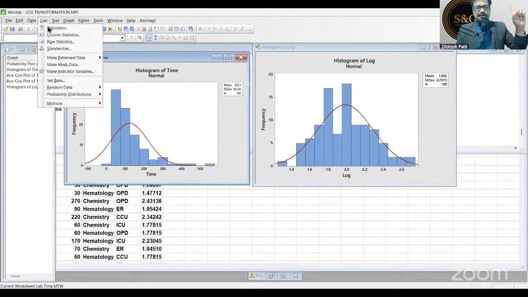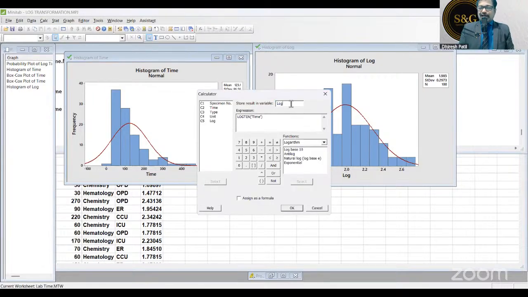Go to calculator. Click on calculator. First you select the log or the C5 option, where you want to store the data. Then you go to function, select the logarithm function. In the logarithm, there are 4 options available: log base 10, anti-log, etc. Just double click on the log base 10 option. Okay, this is the most important stuff. Double click on log base 10, and after that you double click on time. So you want to convert the time column into this log column, right? So then you click on OK.